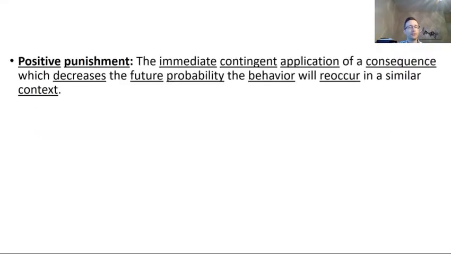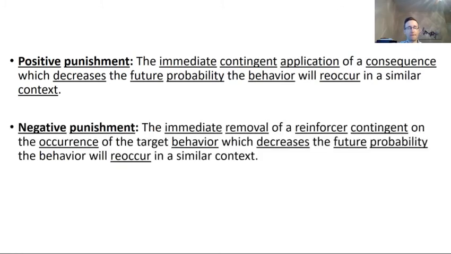Okay, so let's look at the direction of change in the environment now. We already looked at conditioned and unconditioned, or types of punishment based on provenance. So positive punishment is the immediate contingent application of a consequence which decreases the future probability the behavior will reoccur in a similar context. You can contrast that with negative punishment, which is the immediate removal of a reinforcer contingent on the occurrence of the target behavior, which decreases the future probability the behavior will reoccur in a similar context.